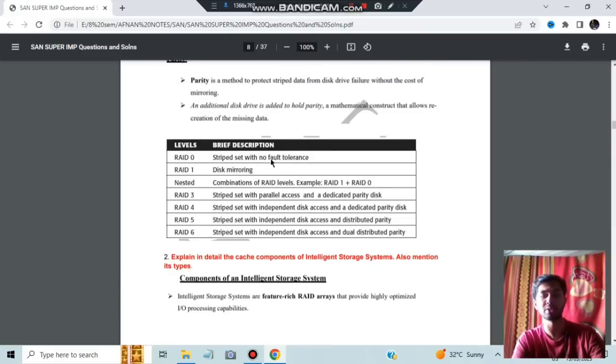RAID 0 has the striped set with no fault tolerance. RAID 1 has disk mirroring. Nested means 1 plus 0 or 0 plus 1. Both they can ask. Okay. RAID 3 has parallel access and a dedicated parity disk. RAID 4, 5, and 6 have independent disks but with dedicated, distributed, and dual distributed parity. Basically, every next RAID level is better than the previous one.